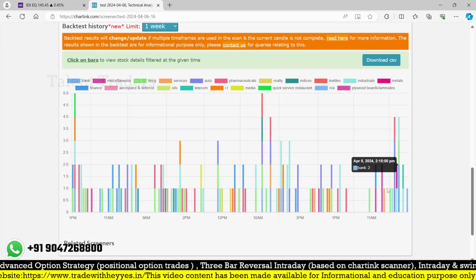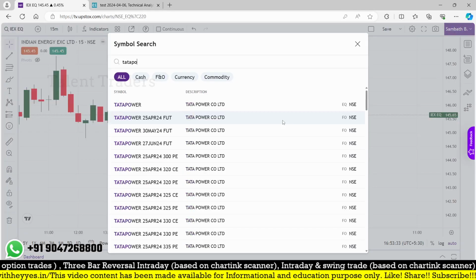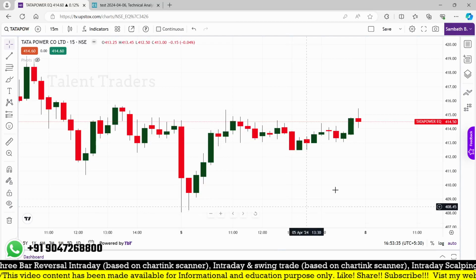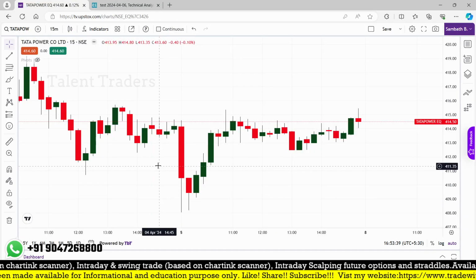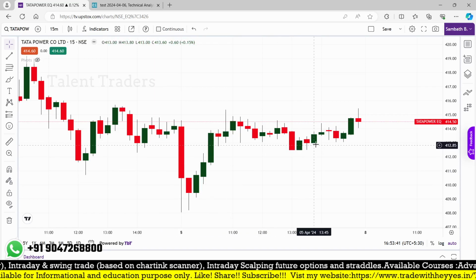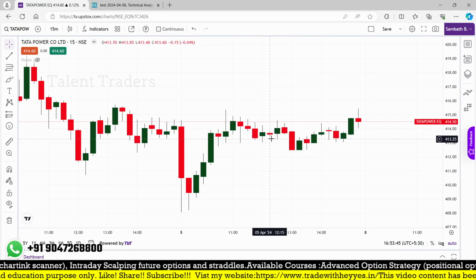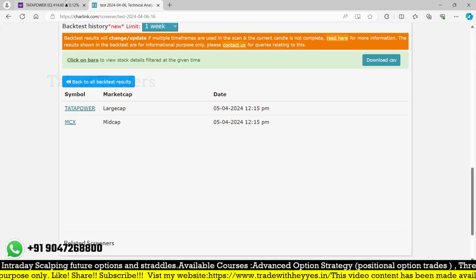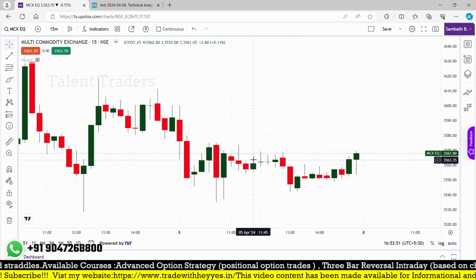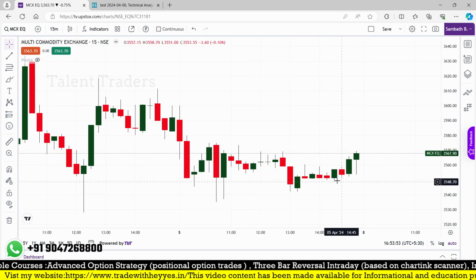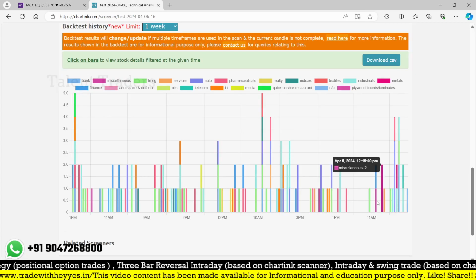Okay. And any other stocks at this time, Tata Power and MCX. Let me check Tata Power. And the time is around 12:15. Here the high is broken, low also broken. And MCX, there are two good candles. The high is not broken, low is broken, and that moves well. And on the downside, maybe at least 1:1.